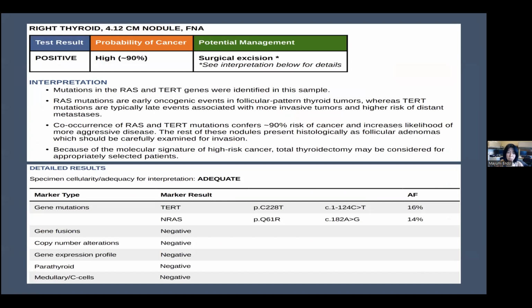This one had 2 mutations called NRAS and TERT. TERT is a high-risk mutation. This is associated with poorly differentiated thyroid cancer or anaplastic thyroid cancer. So if you see this TERT mutation, we typically opt for total thyroidectomy and more aggressive surgery.